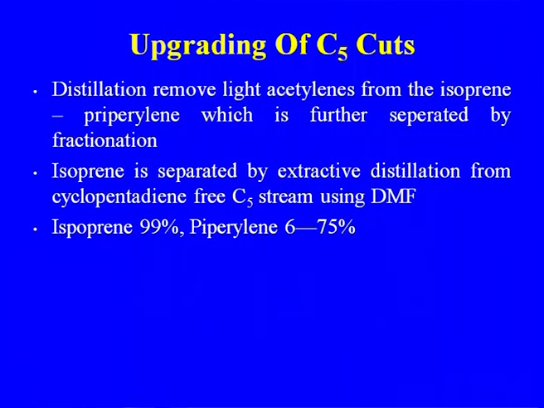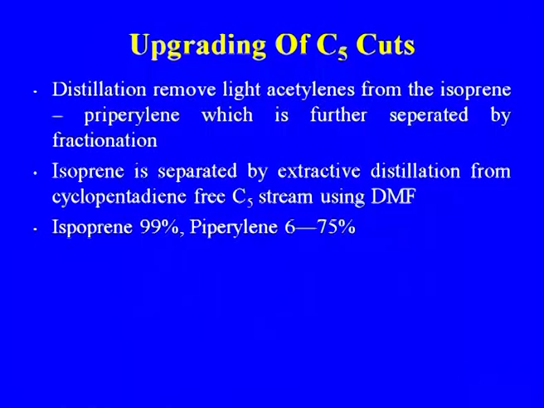Distillation removes the light acetylene from the isoprene and piperylene, which are further separated by fractionation. So after the extractive distillation, we separate the isoprene part, and then the isoprene and piperylene fraction is again separated from the light acetylene, and this isoprene and piperylene stream is further separated by distillation. So isoprene is 99% pure, piperylene around 60 to 75% pure.